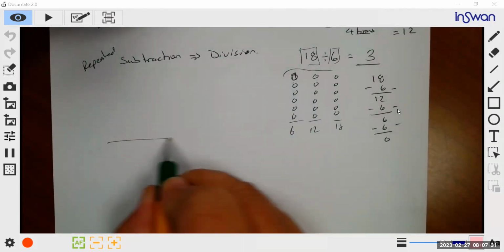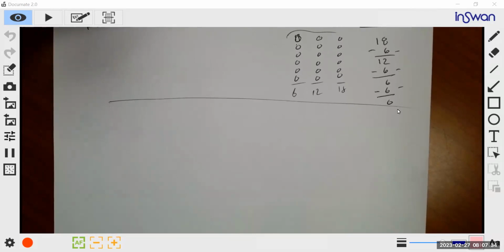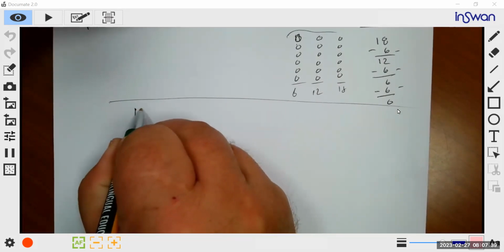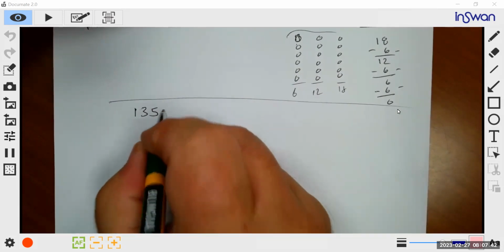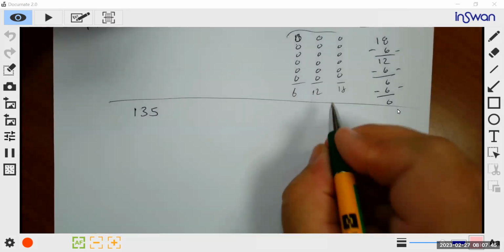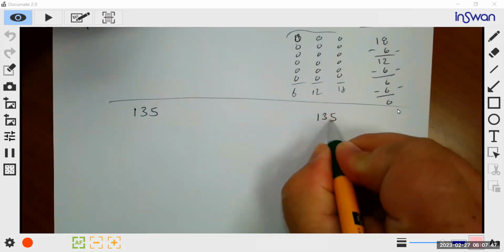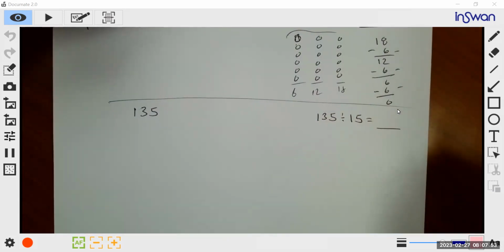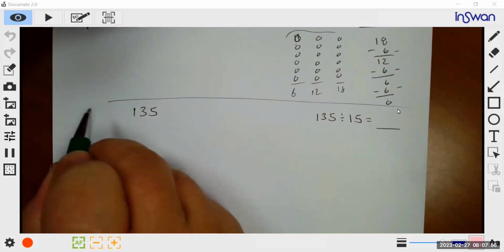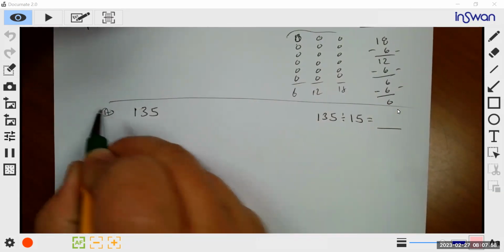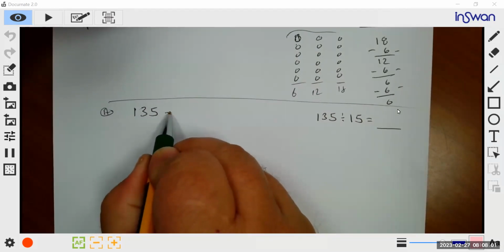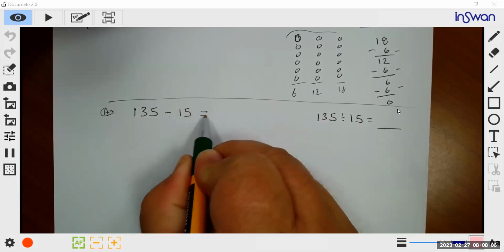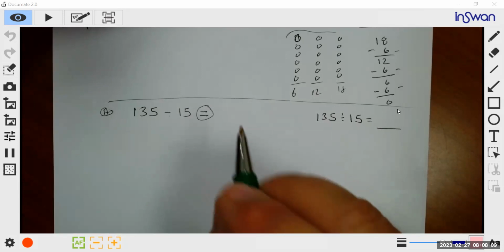What's also pretty cool, and as much as I hate calculators, is the way you would do this on a calculator. If I asked you, 135 divided by 15 is what? Here's method 1: type in 135, press minus, type in 15, and count the number of times you press equal.